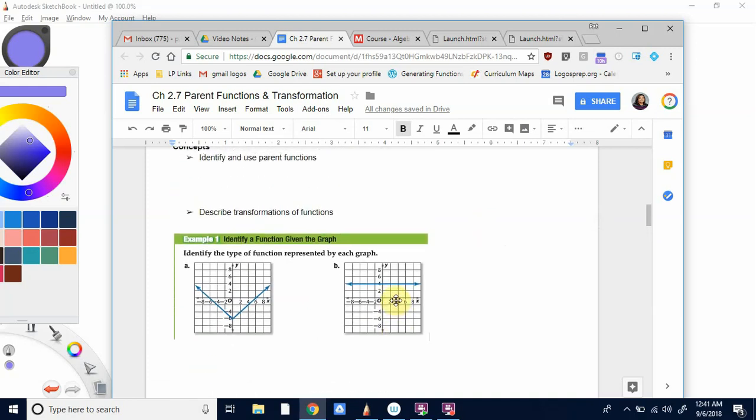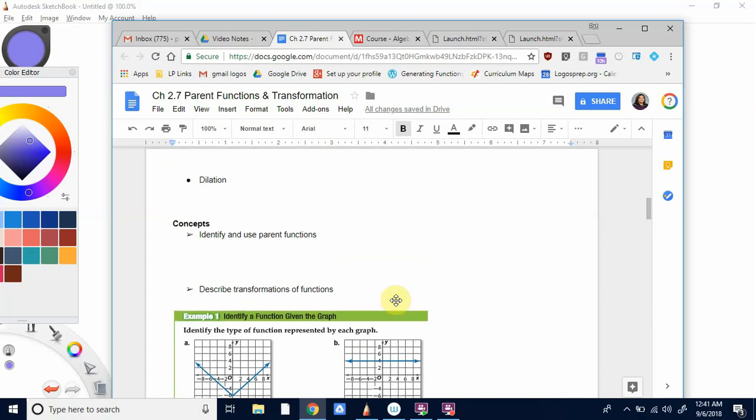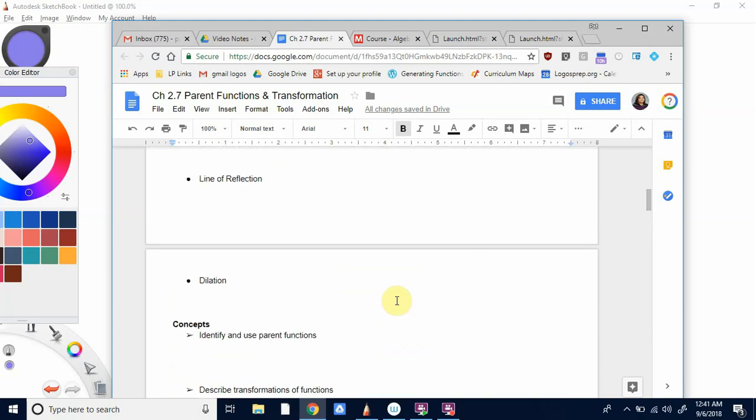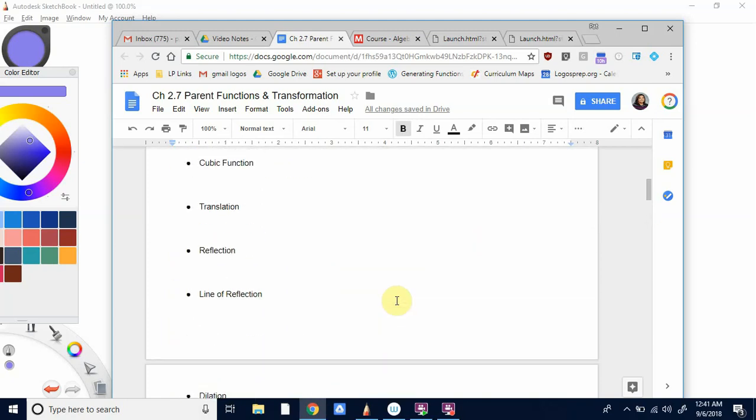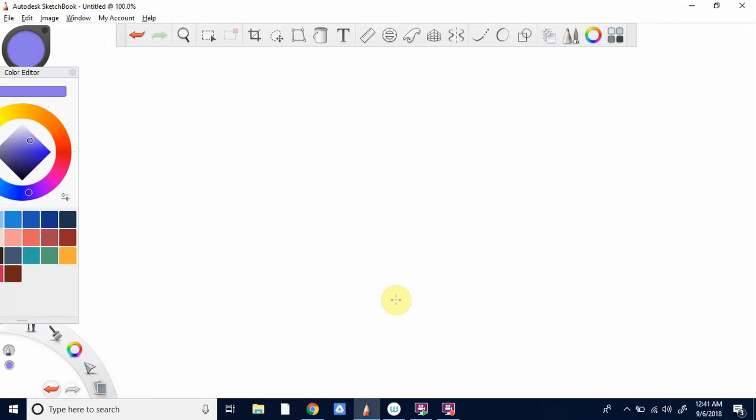All right, so now we're going to look at transformations. What is a transformation? If you think back to geometry, you had 3 transformations. That means changes. You had a translation, you had a reflection, and you had a dilation. So we're going to learn what each one of those are.